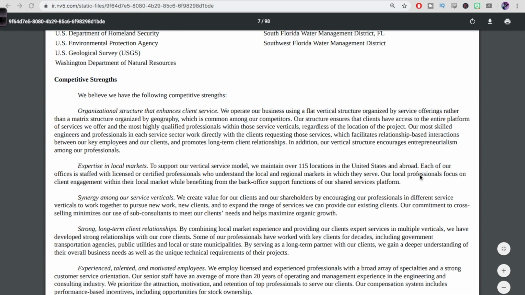Now, some companies will explicitly tell you this is our competitive advantage and this is what makes us better than other companies. And some won't say it outright, and you sort of have to read between the lines to figure out what they think their competitive advantage is. This company just flat out tells you what their competitive strengths are, which is something I definitely like when reading an annual report.